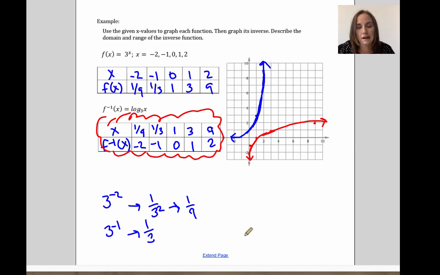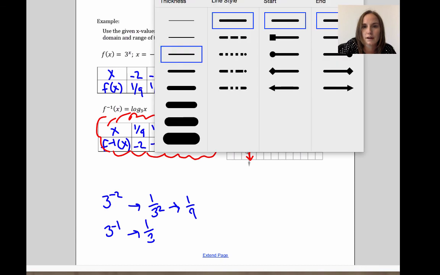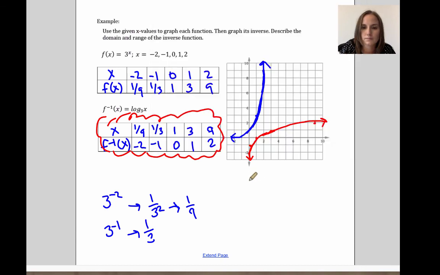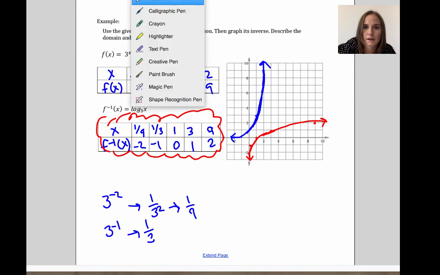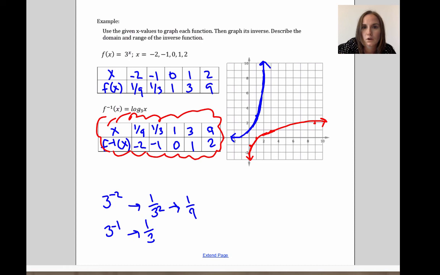Okay, so in class we're going to do a few more problems, and you're going to graph these logarithms. Just make sure that when you are graphing, if you graph a function and its inverse, it should reflect over the line y equals x. And you notice that these two are reflecting over the line y equals x.